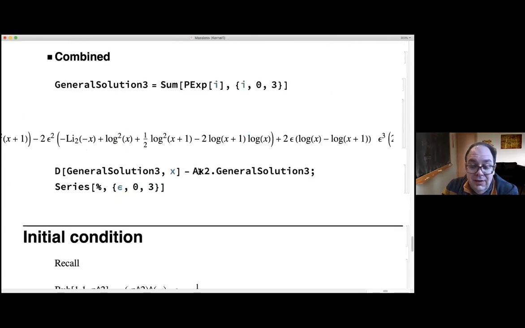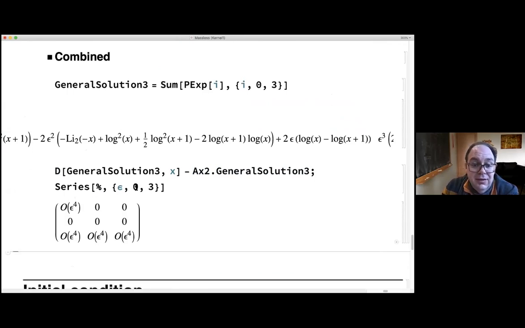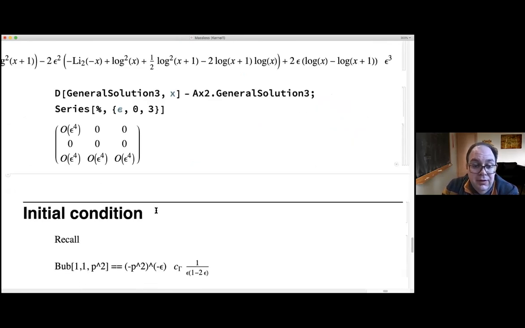And you can check that this indeed solves the differential equation. I can check it explicitly by just taking the general solution multiplied by this matrix. That should be the same as computing the derivative of the matrix. And indeed, to third order in epsilon, that is correct.